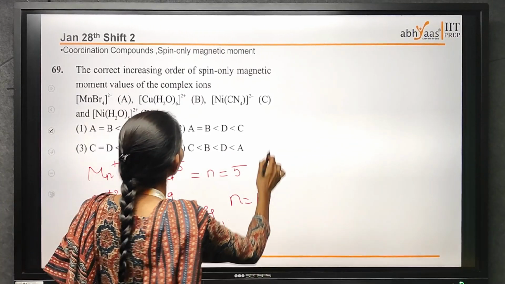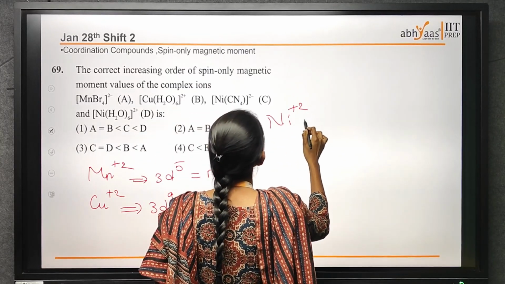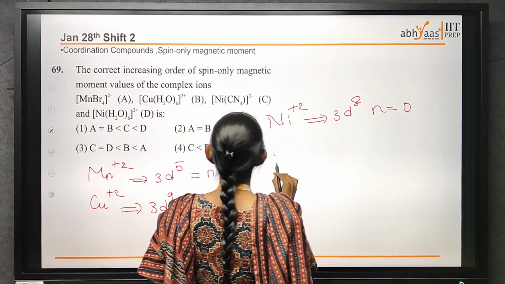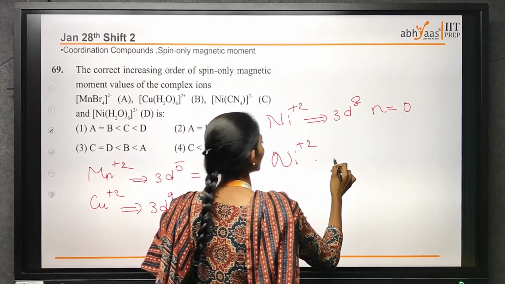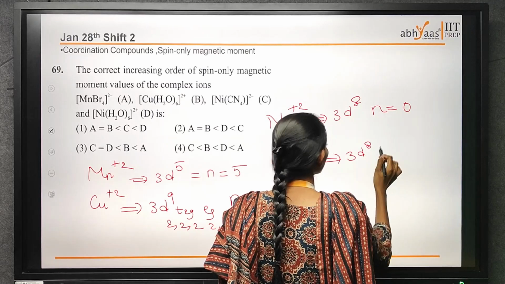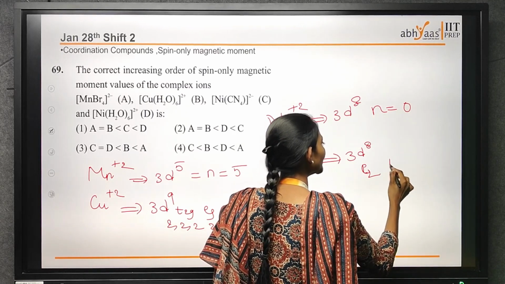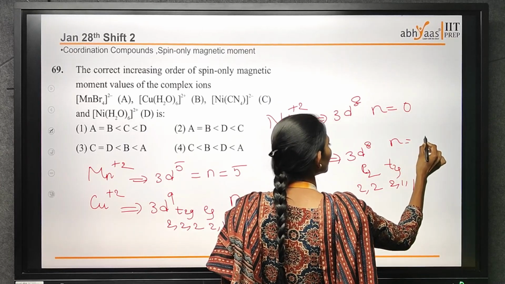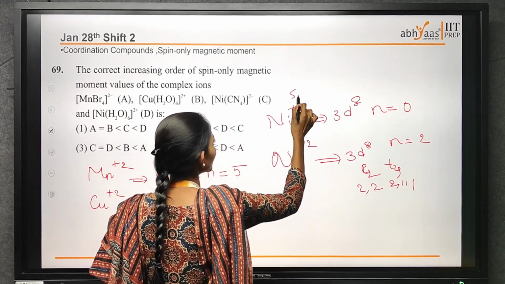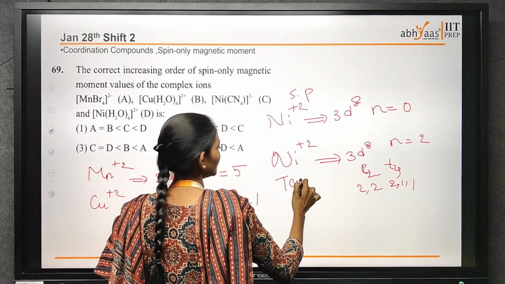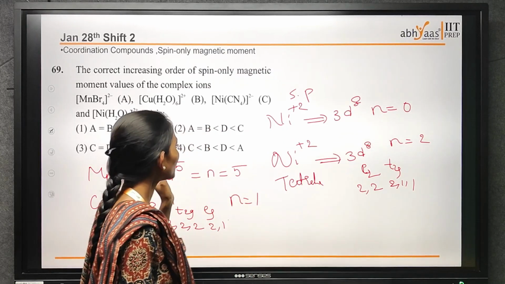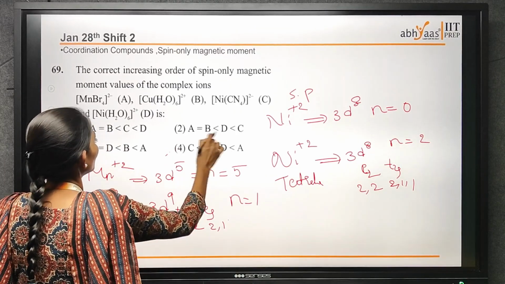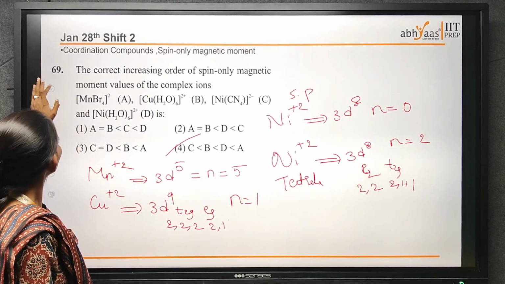Moving on, Ni 2 plus is 3d8, so here the n value will be 0. Again we have Ni plus 2, that means 3d8, and you can see the filling in eg and t2g, so the n value will be 2. Why? Because one is square planar and the other is tetrahedral. If you apply and arrange in increasing order, your answer will be option 4. Moving on to the next question.